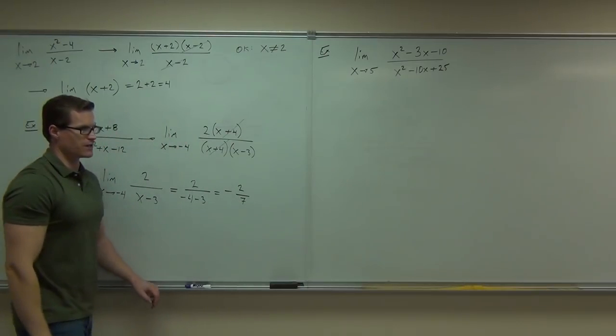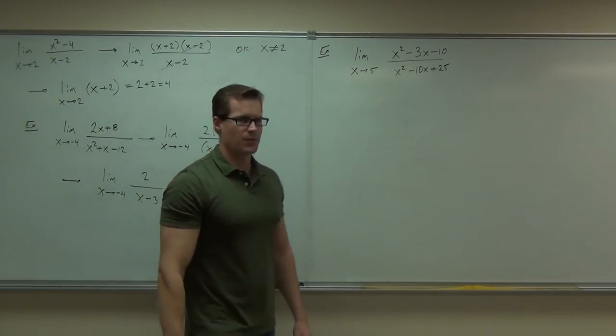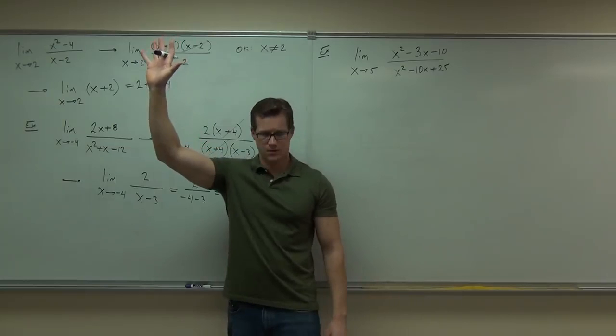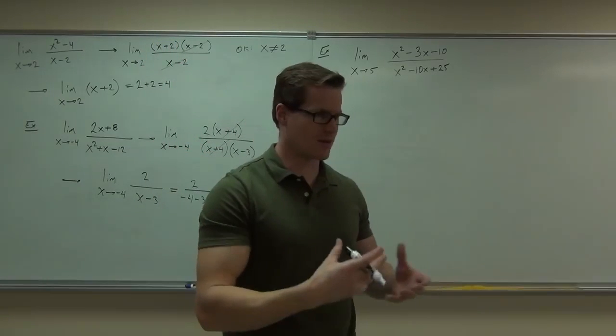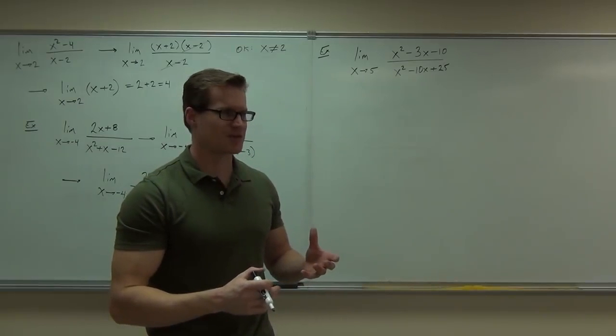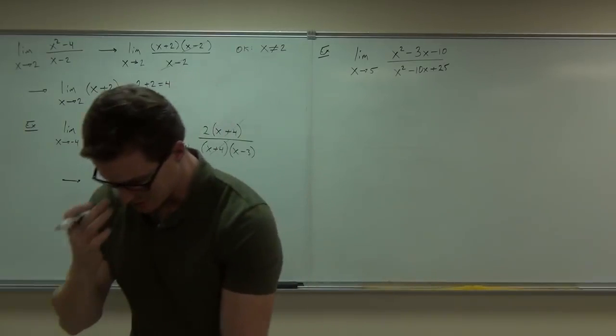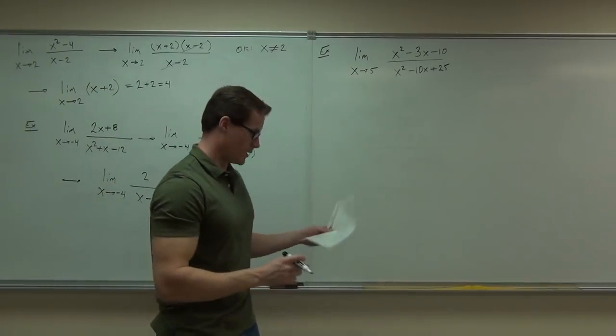And we get negative 2/7 as our limit. How many people got negative 2/7, feel okay with this? Is this understandable? You guys are starting to get the concept of working with this stuff? It's kind of interesting, isn't it? What you can do. I hope it's interesting to you.